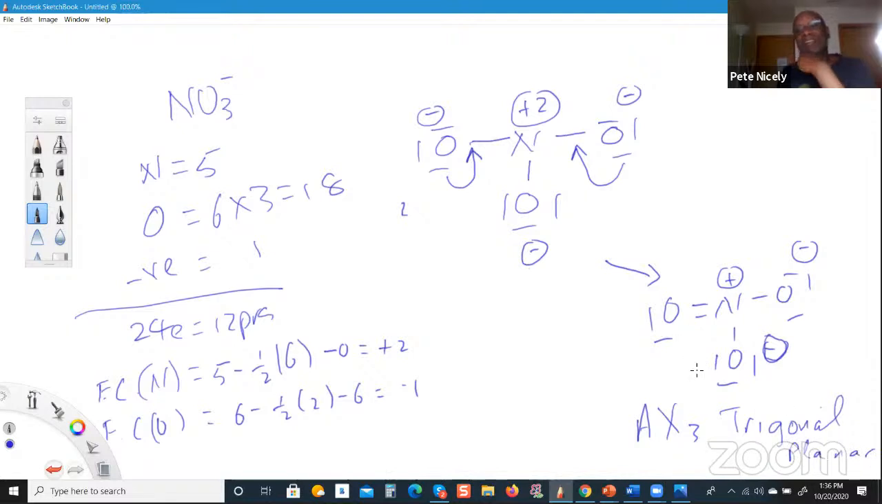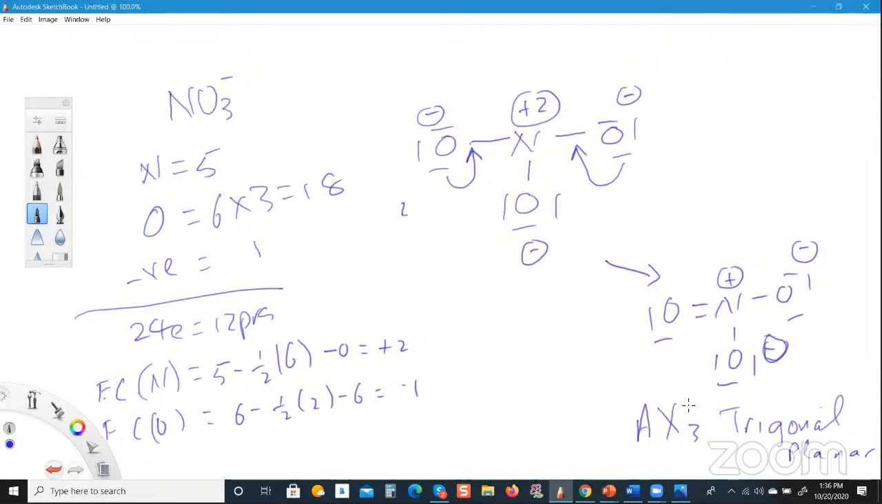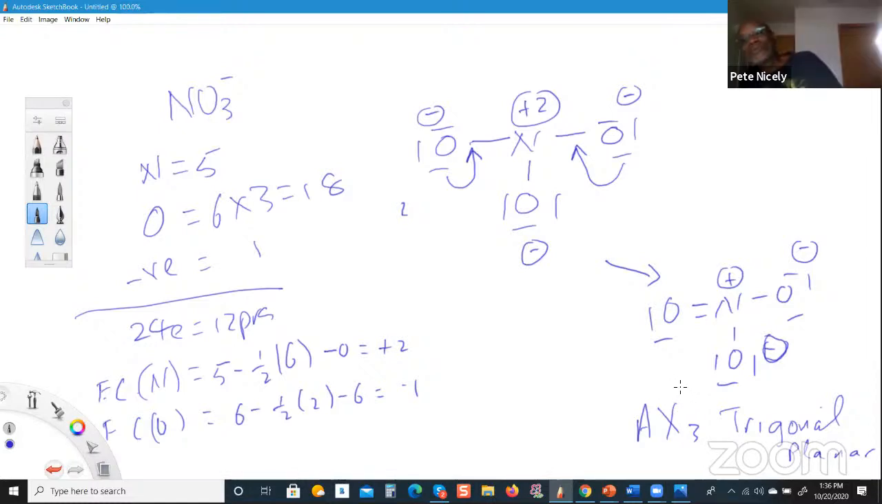Trigonal pyramidal would be AX3E. AX3 without the lone pair would be trigonal planar, all right? So basically, the actual three-dimensional shape for the nitrate ion would be an exact triangle.